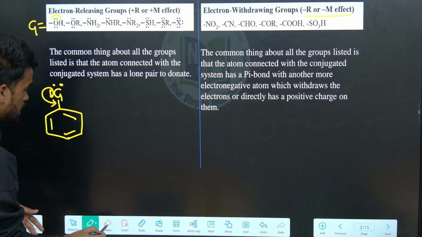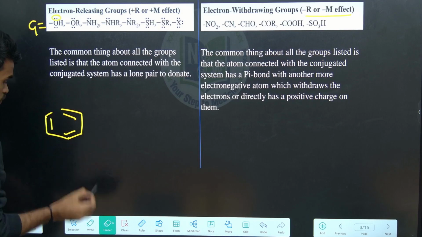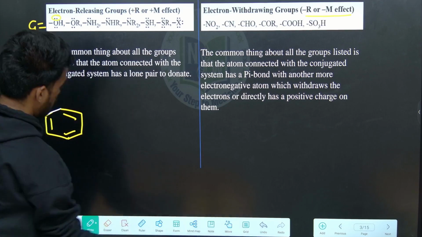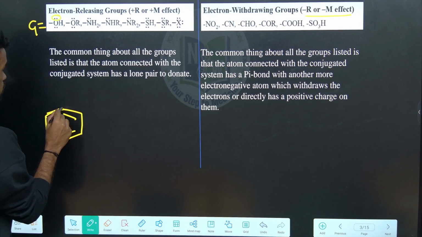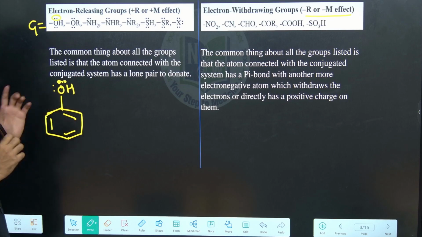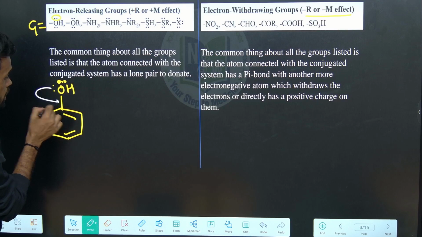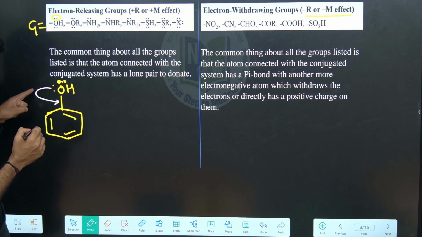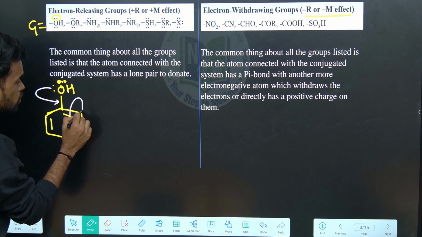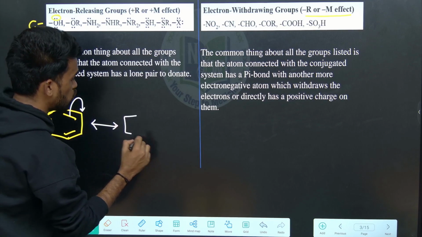So let us say here I am taking phenol. It means on the phenyl ring we should have one OH group like this, right? Now these lone pair electrons of this OH can be donated into the ring. When it is donated or delocalized into the ring, this pi electron cloud will be shifting over here and we are getting a negative charge on the ortho position.